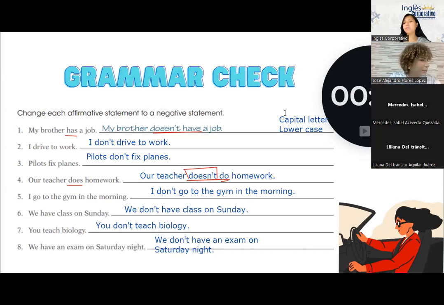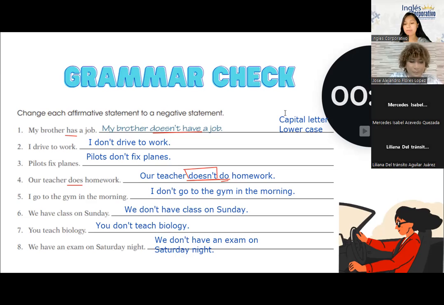Diana, she doesn't work on Monday. La letra mayúscula en ese día de la semana. She doesn't work on Monday in the morning. In the morning solo es una O. I don't study tomorrow. We don't run in the park. I don't speak English. Okay, Jose, English is a proper noun. Es un nombre propio. Entonces tiene que ir con la letra mayúscula, la E. Capital letter. Capital letter.